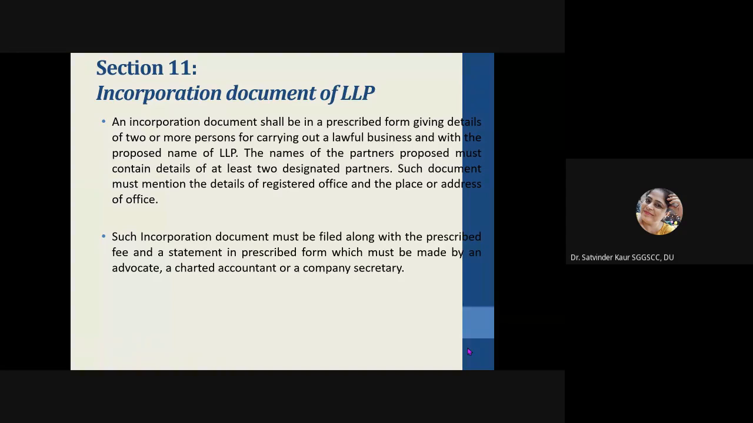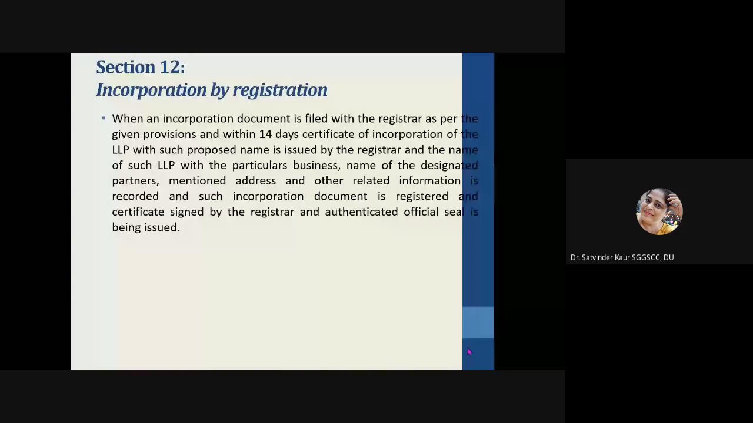Then if all the conditions are satisfied, within 14 days of submission of the document, the registrar is going to issue the certificate of incorporation of the LLP, and this certificate issued will be the conclusive evidence for the existence of the LLP.